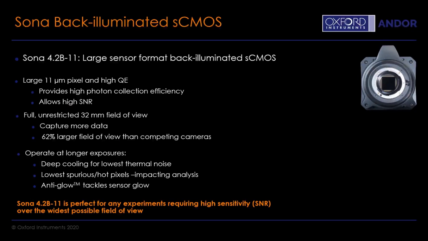So the Sona 4.2B-11 model is perfect for any experiments requiring high sensitivity over the widest possible field of view. And the other Sona with the smaller pixel is going to be more suitable for people working at lower magnifications, where the smaller pixel is more suitable, and is a direct swap out for people who had the previous generation of sCMOS cameras.